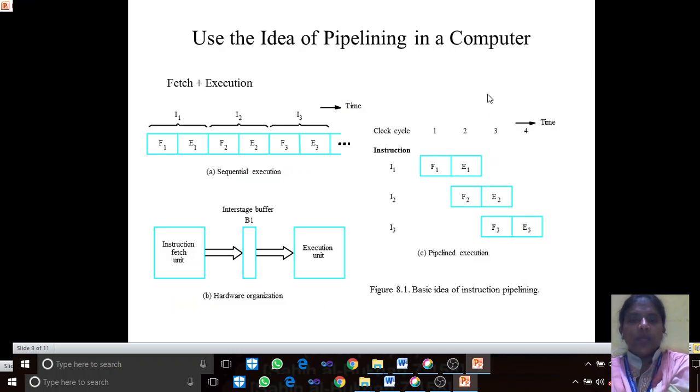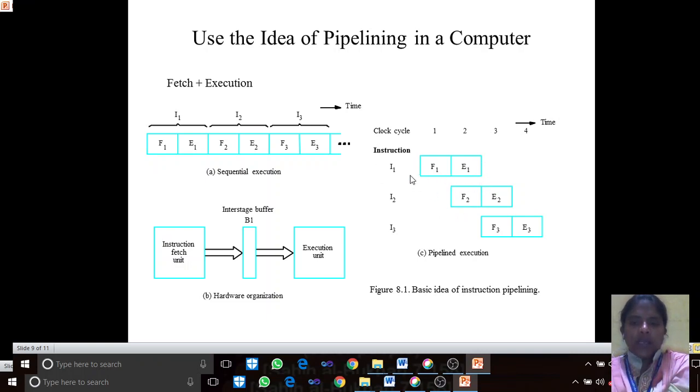Use of the idea of pipelining in computers. How does it do? F stands for fetch, E for execute. So F is what? Fetch. Instruction fetch. After the instruction is fetched, it is placed in the buffer and then it will be given to the execution unit. So how?